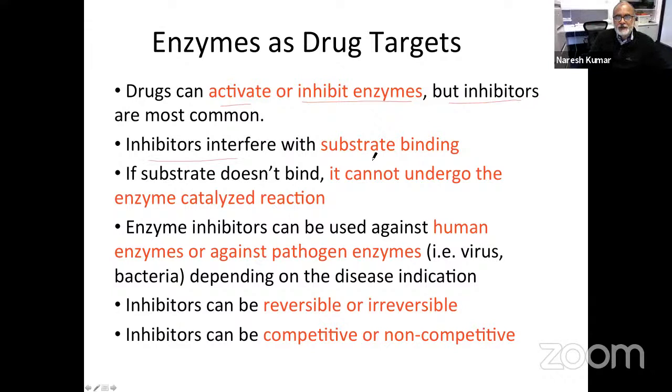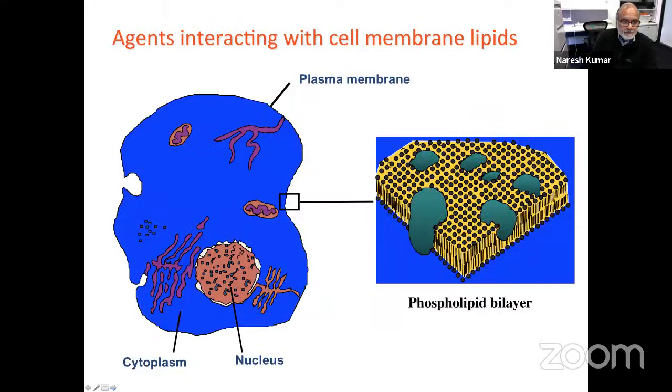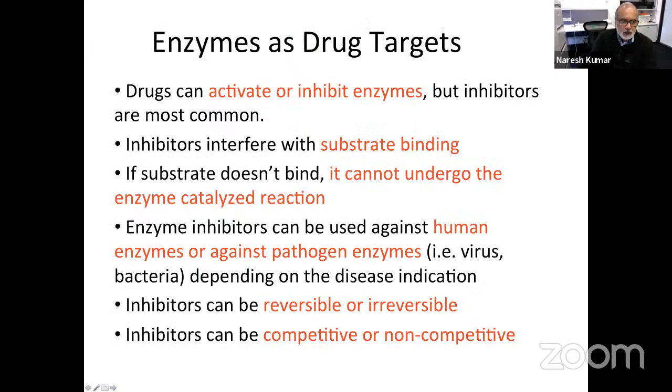Inhibitors interfere with substrate binding. That means the starting substrate cannot bind into the active site we talked about. And if the substrate doesn't bind, it cannot undergo the enzyme catalyzed reaction, because if the reactants cannot bind to the enzyme, there can be no reaction.